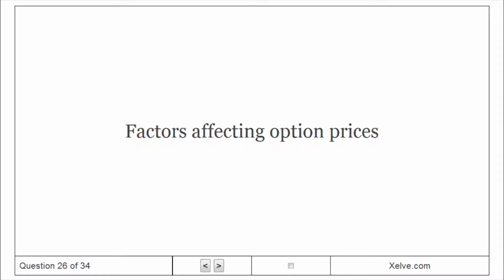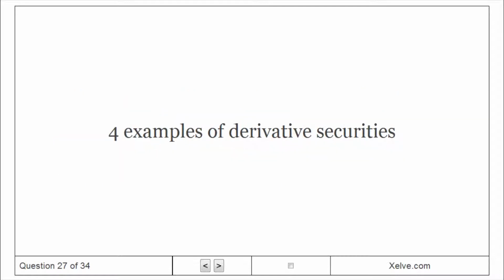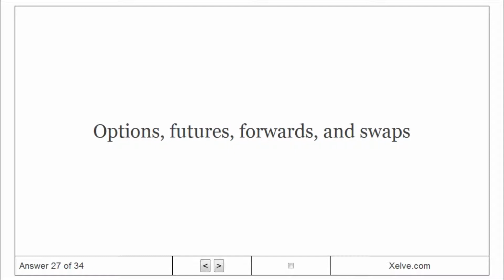Factors affecting option prices. Price of underlying asset, exercise price, time to expiration, volatility of underlying asset, risk-free interest rate, dividend on underlying asset. Four examples of derivative securities: options, futures, forwards, and swaps.